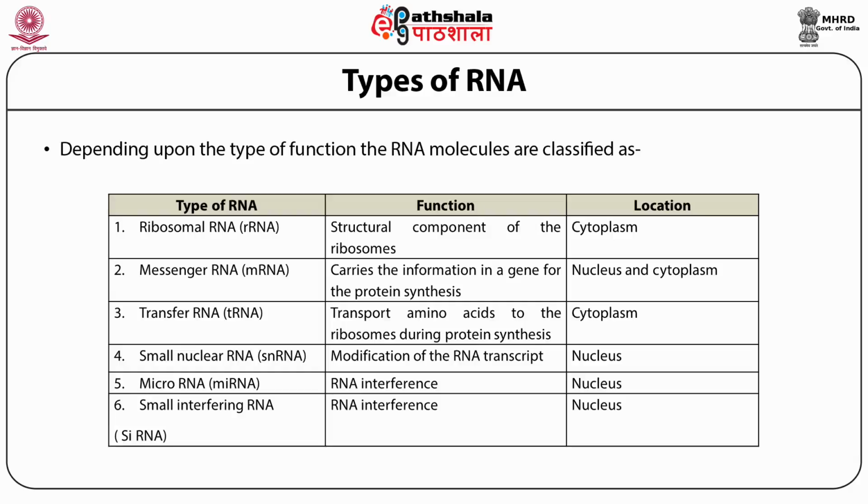Fifth, microRNA, miRNA. Function: RNA interference. Location: nucleus. Sixth, small interfering RNA, siRNA. Function: RNA interference. Location: nucleus.